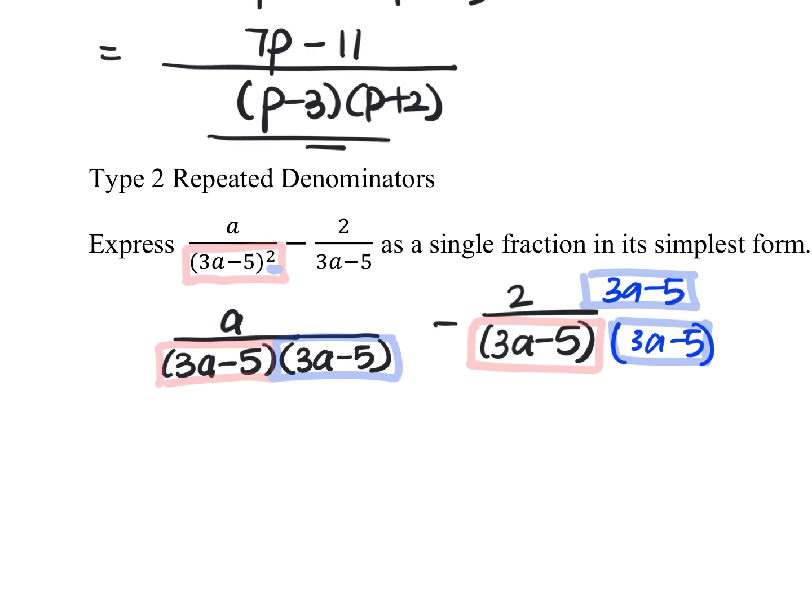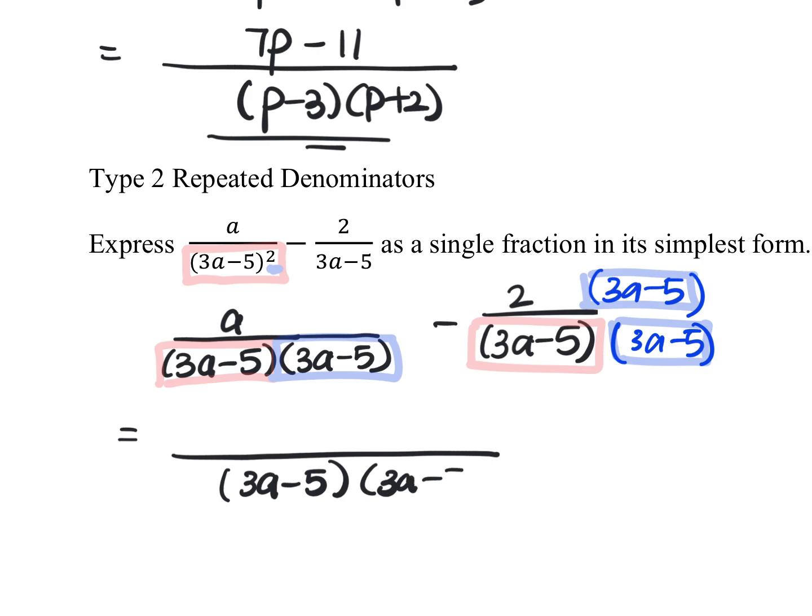3a minus 5. Okay, the common thing to take notice of is that this one is a whole thing with a bracket square, not the square of the individual terms. And now we move on to combine these into one single denominator, 3a minus 5, 3a minus 5.